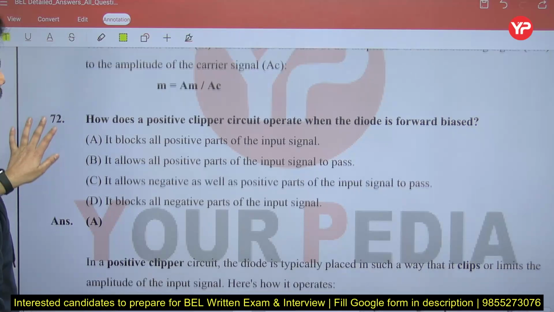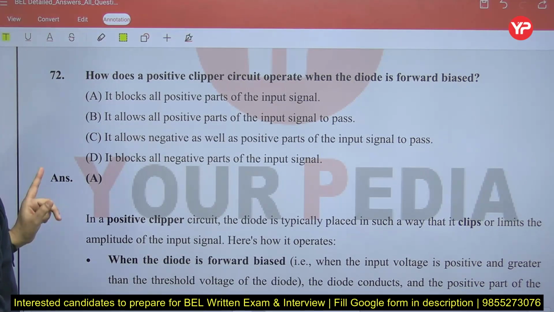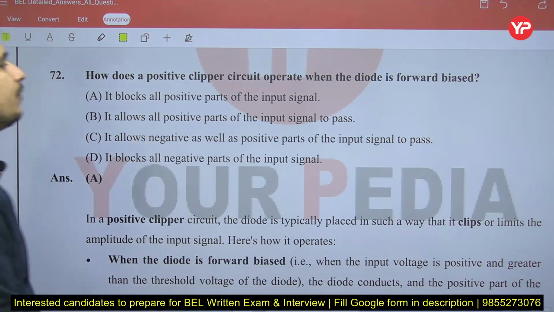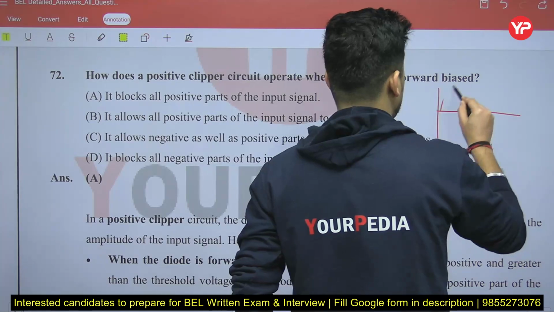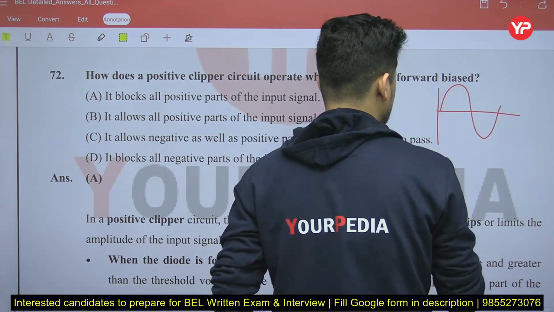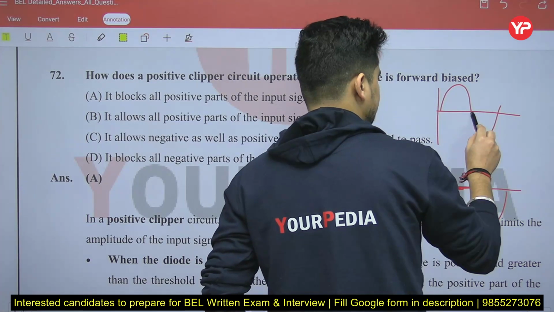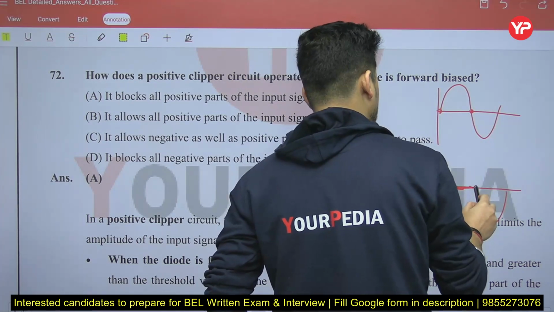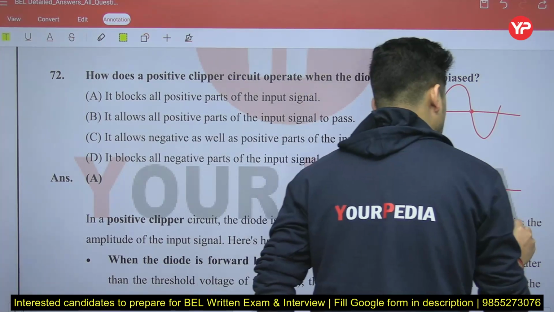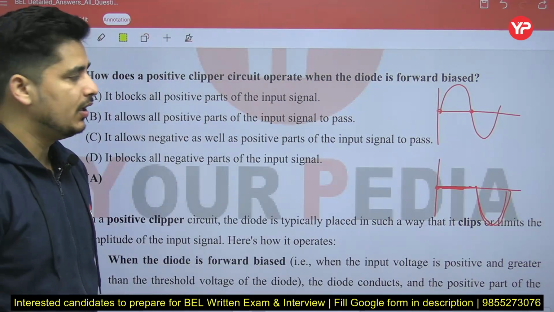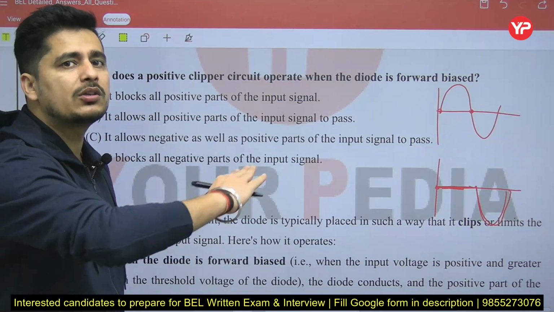How does the positive clipper circuit operate when the diode is forward biased? See, positive clipper means it will clip out the positive part of your input waveform. Basically, we have an input waveform like this. If we have a positive clipper, the output will be 0 for the positive cycle. It will pass only the negative cycle. So basically, a positive clipper will clip out the positive cycle.